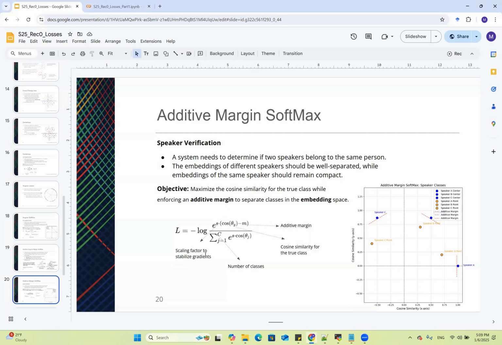S is the scaling factor to stabilize gradients, and C is the number of classes. Theta is the cosine similarity for the true class. So our objective is to also maximize the cosine similarity for the true class while enforcing an additive margin to separate classes in the embedding space.